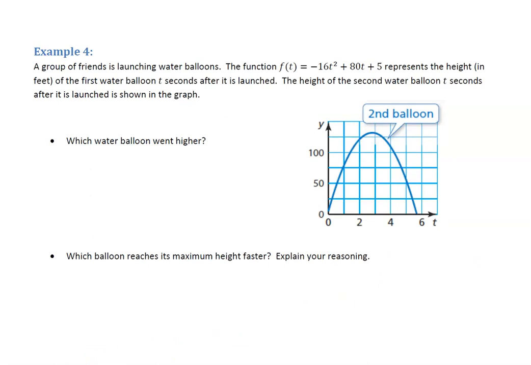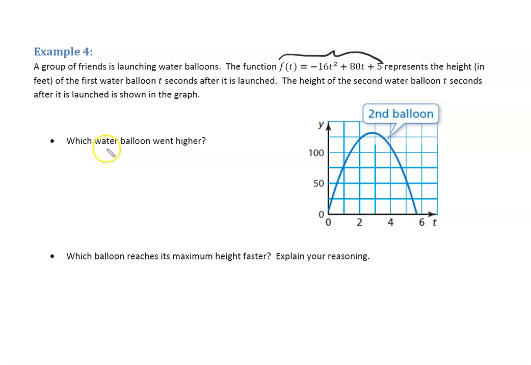Okay, our final problem is comparing 2 different water balloons that are being launched. So the first water balloon is modeled by the function that is shown right here. It represents the height of the first water balloon, and t is the number of seconds after it is launched. The height of the second water balloon, t is also seconds, is shown in this graph right here. So it says which balloon went higher.